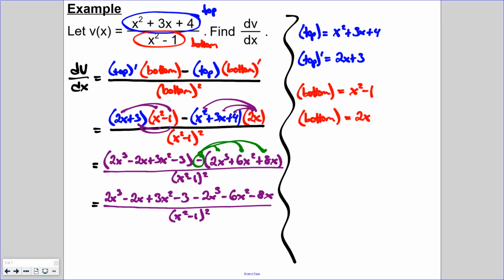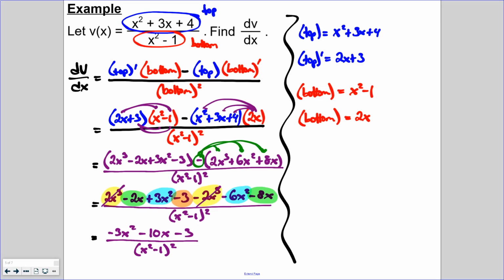All right, now it's time to identify our like terms. We have 2x cubed and negative 2x cubed, so those are going to cancel out. Then we have a 3x squared and a negative 6x squared, so that's going to combine to be negative 3x squared. Then we're going to have a negative 2x and a negative 8x, so that'll be negative 10x. And then finally, we're left with just a negative 3. And that is all over the quantity x squared minus 1 squared.